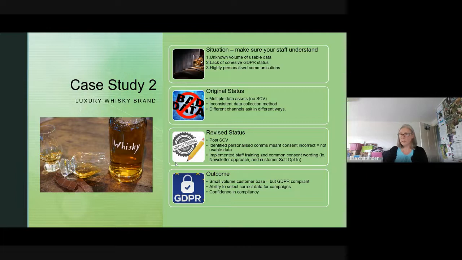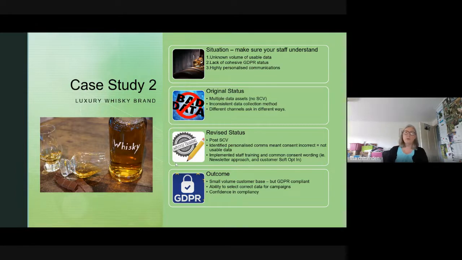They also used a newsletter approach, because for them it was all about regular, high quality, detailed communication. It meant that the business was GDPR compliant, they could have confidence in that, and they then had the ability to select the right data for the right campaigns. This is as much as anything about bringing together across the organization what the GDPR approach is. Does everybody understand how they're collecting data, and then what they can do with it? That's where training became really significant, because actually nobody in the organization really had a grip of it.